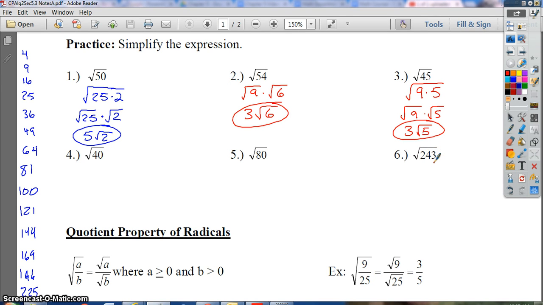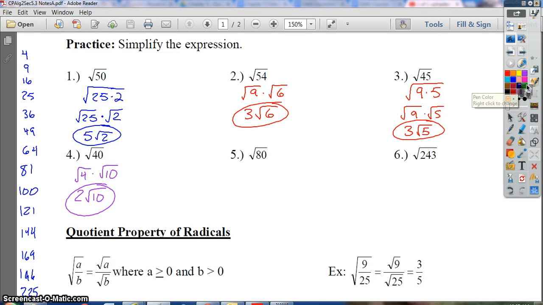Number 4, square root of 40. Does 4 go into it? Yes. So I can write this as the square root of 4 times the square root of 10, which is 40. And this is 2 square root of 10. 9 does not divide 10, and 10 is not divisible by 4, because it will be 2.5. You want whole numbers when you divide.